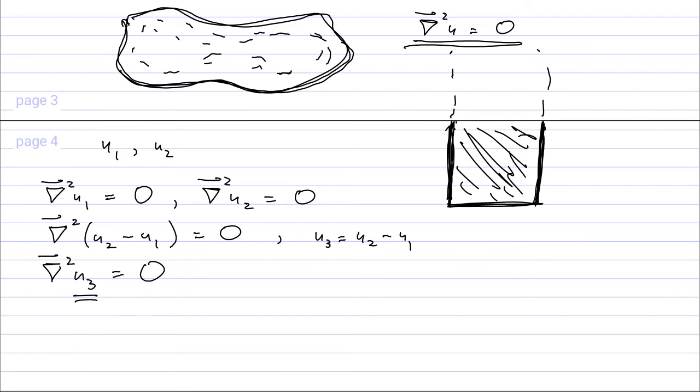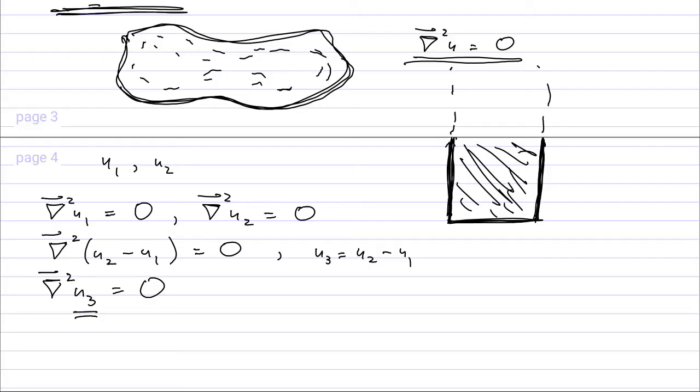Now u3 also satisfies the Laplace equation. As we have seen, for the Laplace equation the only maxima and minima occur at the boundaries. So if u3 is 0 on the boundaries, and it's always 0 on the boundary, then it must be 0 throughout the region. You can see this immediately from this figure over here. u3 has value 0 at this point, and u3 has value 0 at this point.